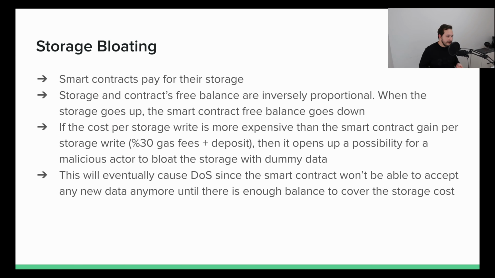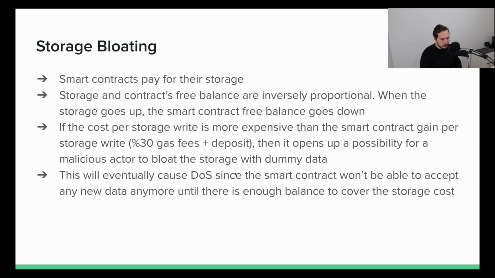Storage is not free, so you have to pay for storage in NEAR, and you pay roughly 1 NEAR for 100 kilobytes of data. And if for some reason the cost per storage write is more expensive than the smart contract gain per storage write, then it opens up a possibility for a malicious actor to bloat the storage with dummy data and cause denial of service, because you won't have enough free balance to cover storage anymore. And what I mean by smart contract gain per storage write is that we get 30% of gas fees back. And also if someone deposits any money, we also get this. So that's what I count as a gain per storage write.